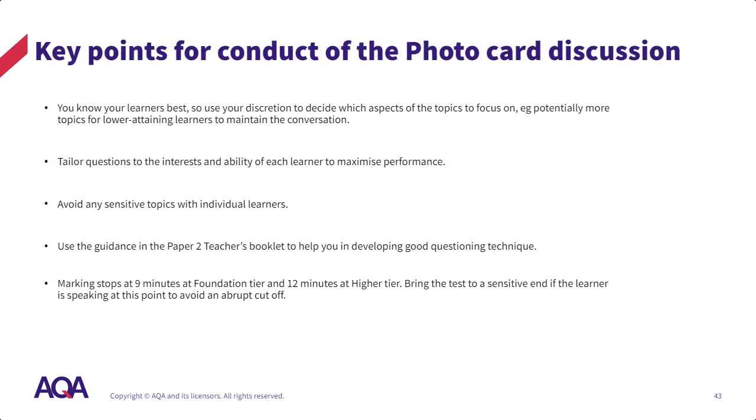So here we have some key points for conduct of the photocard discussion. Tailoring your questions to different students in terms of their interests and strengths is important. So if they're keen on sport and they have a card from theme 2, ask them about it and use open questions to provide opportunities for more extended responses. For example, tell me about your favourite sport, and then use follow-up questions to generate a flow of conversation.